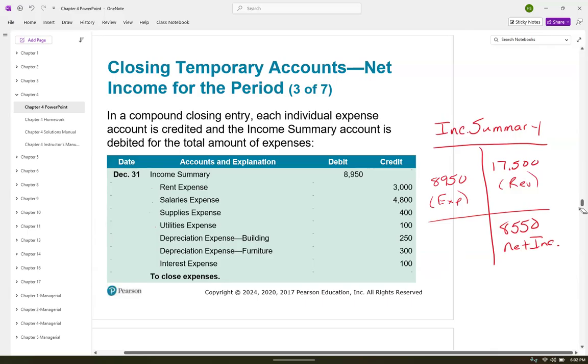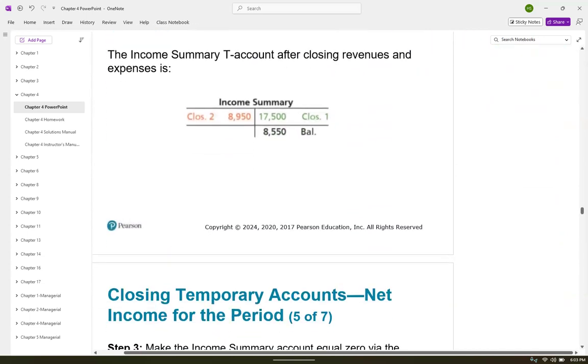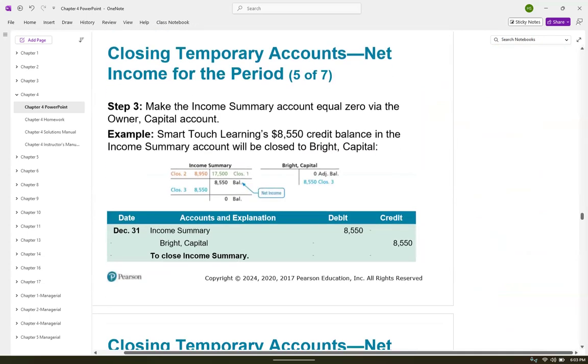Our third step is to close the income summary account. Remember, I told you this account starts with zero, it will end with zero, it will never be on a financial statement ever. We are going to debit income summary, which is the net income, and we will credit the capital account. Look, they did that for us. So here's my debit. That 8,550 is my net income.